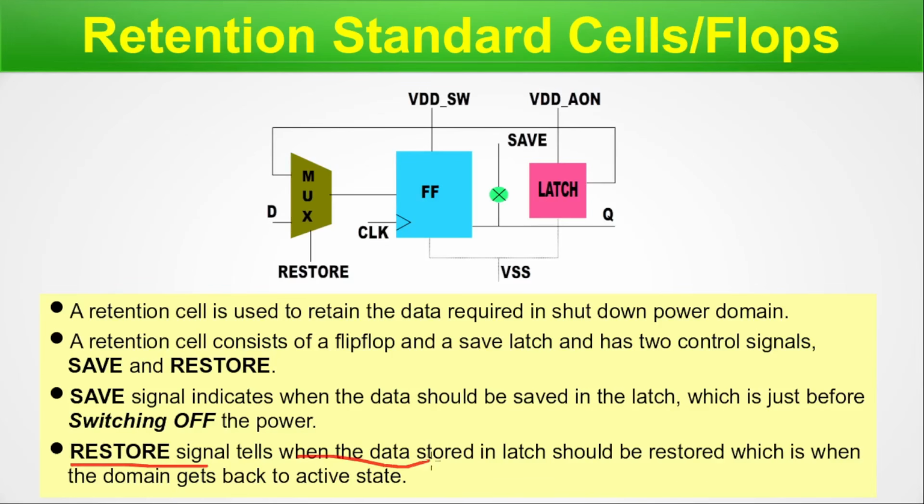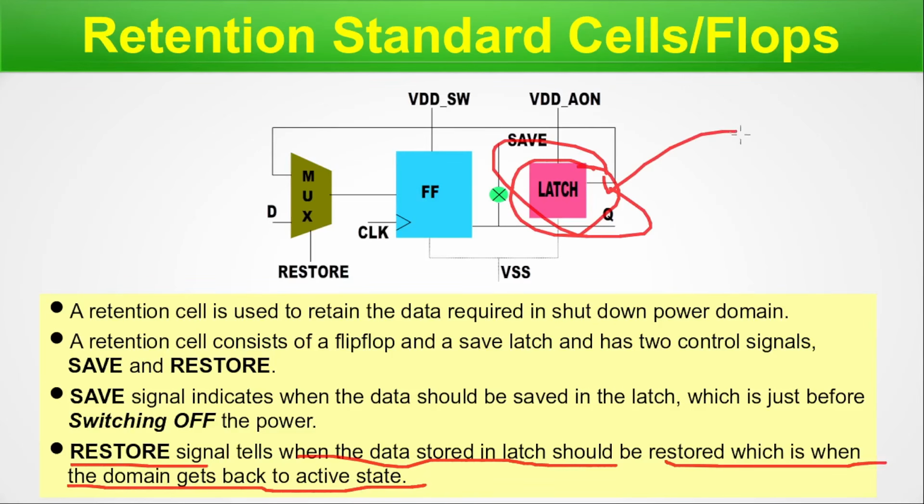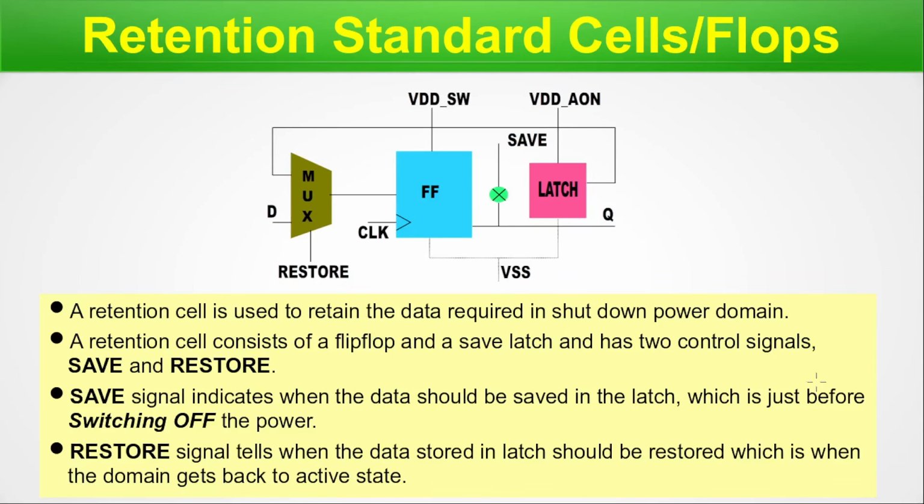The restore signal tells when the data stored in the latch, that means this latch, should be restored, which is when the power domain gets back to the active state. The state which is saved in the latch has to be restored back into the power domain with the restore signal, and the whole operation is controlled by the PMU or PMB with the help of the specially designed standard cell called the retention cell or retention flop. So here we are done with the description and the operation of the retention cell or flops. So let's move on to the next slide.